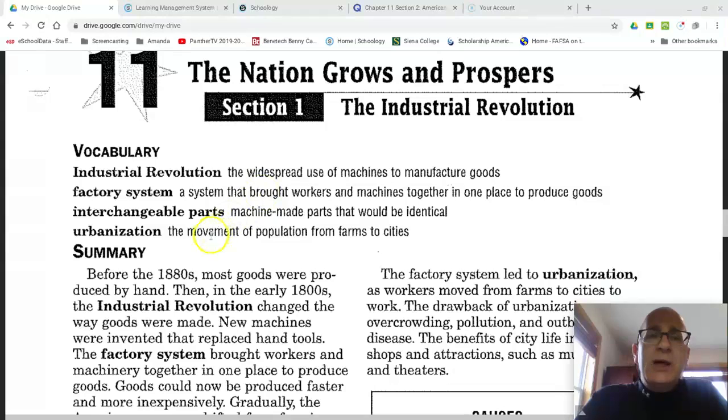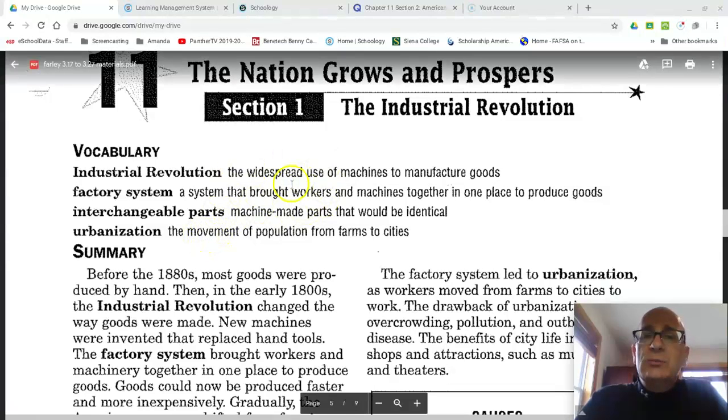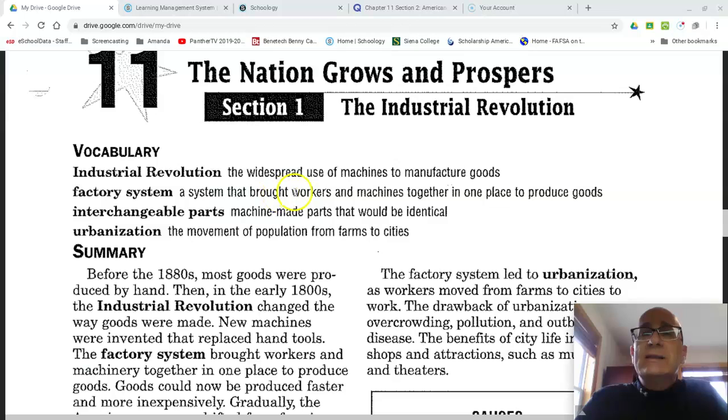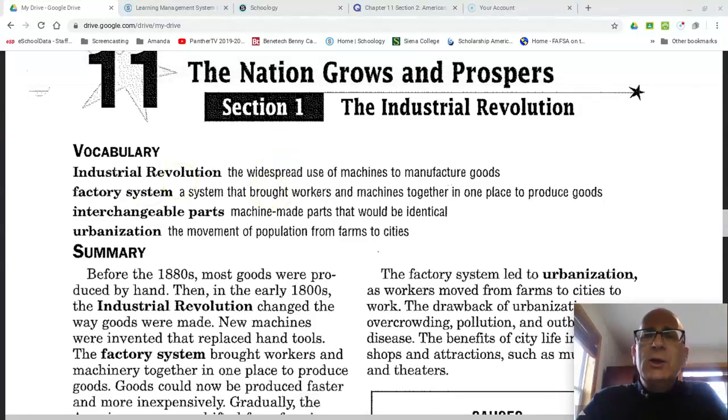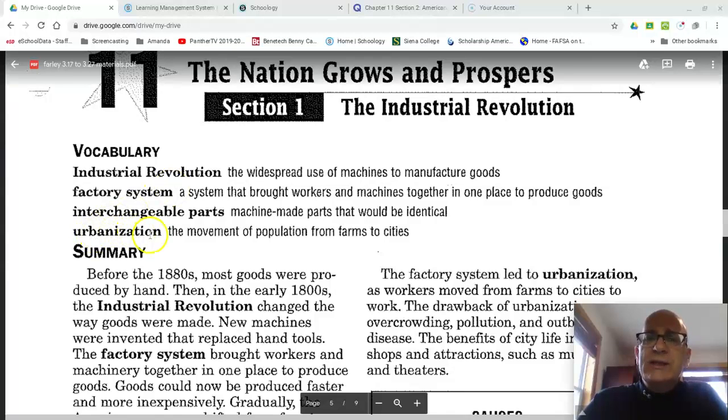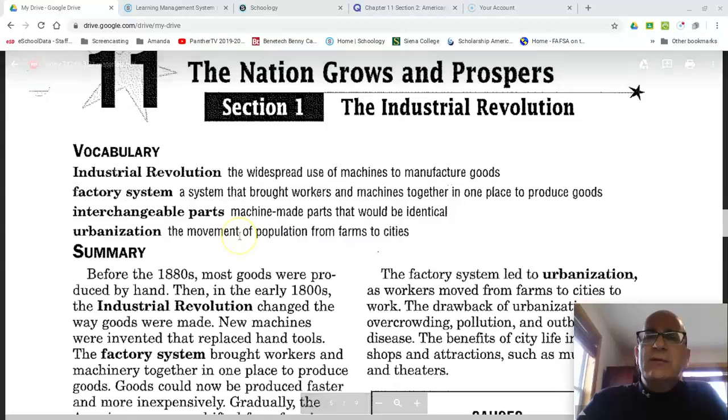And the last term on the list here, but not the last term in all the deck. Remember, the full deck is on Quizlet and also linked to your Schoology page. The last term on the worksheet here is urbanization, which is the movement of large populations from farms to cities. As more and more people begin to settle in large towns and cities in the Northeast, this process of urbanization is the movement of people from farms to cities.